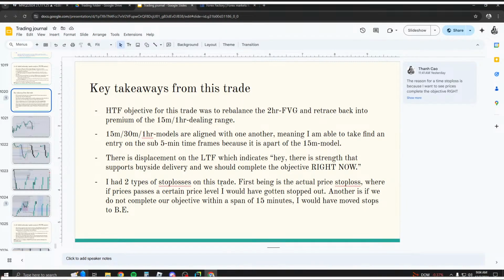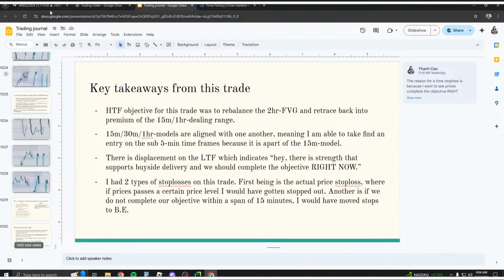Fourth but not least, there's a time stop loss. There are 2 stop losses here: a price stop and a time stop. This allows me to have risk management. And the second part of it is because I want to be a part of the objective right now. Like, I want price to the objective. Price is telling me that we're going to complete this objective right now. If we end up not taking out the objective in that specific time window, then I'm just gonna close the trade.